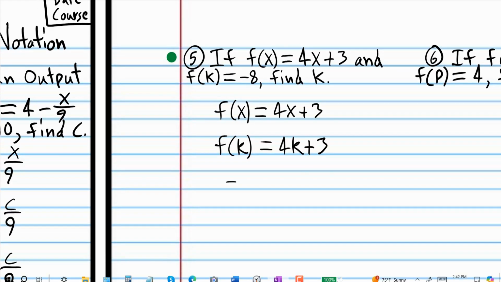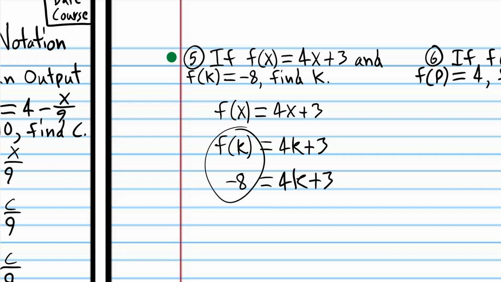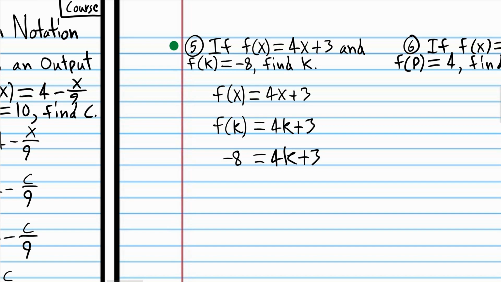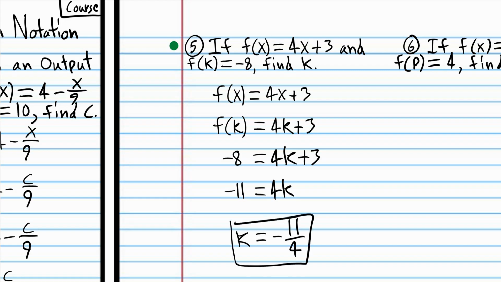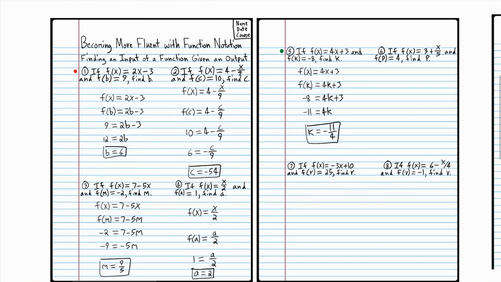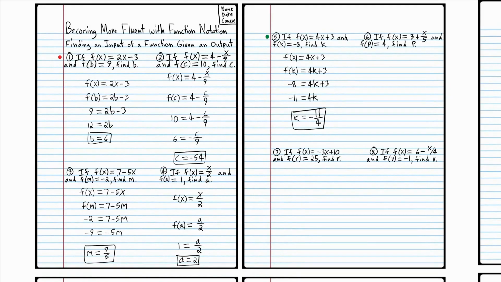Now, f of k, we're told, is -8, so I'm just going to rewrite that same equation, except I'm going to replace f of k with -8. When we plug in k as our input, our output is -8. So now I'm going to solve for k, and you don't really have to show the math because this is a simple problem. And we get -11 over 4. So if you got that right, excellent. Go ahead and try number 6, and when you come back, we'll do it together.